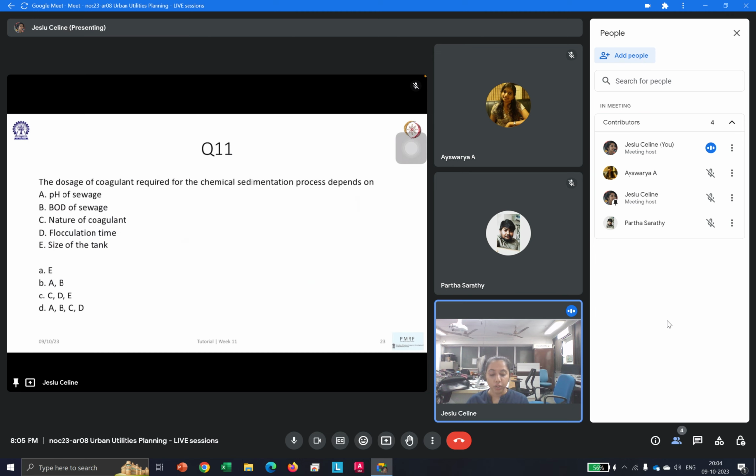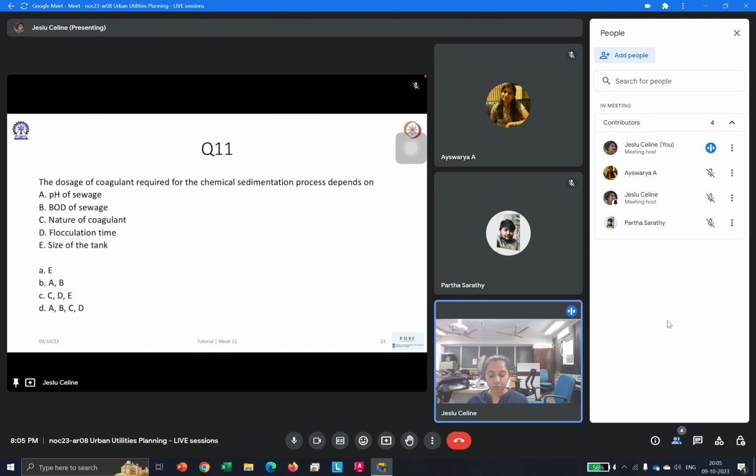Question 11. The dosage of coagulant required for chemical sedimentation process depends upon which of the following? A. pH of the sewage. B. BOD of sewage. C. Nature of coagulant. D. Flocculation time. E. Size of the tank. So let's go option by option.